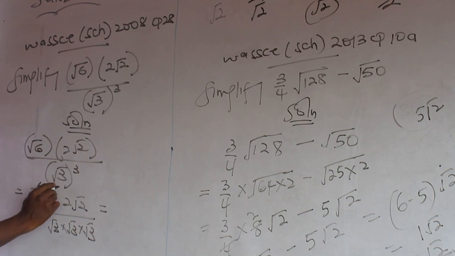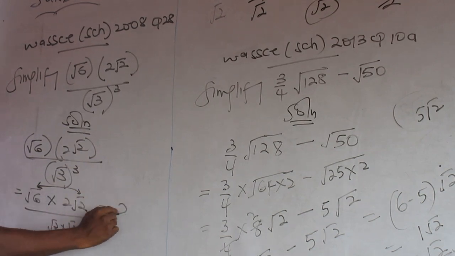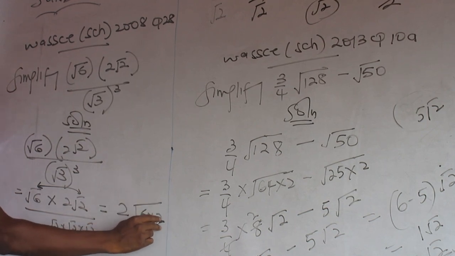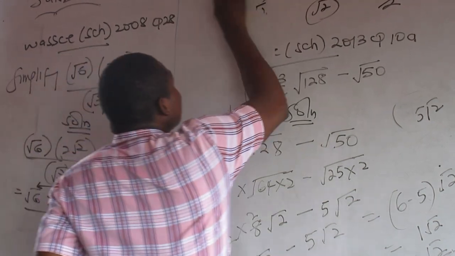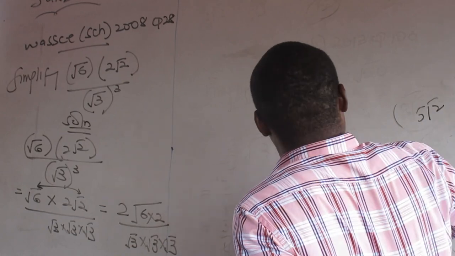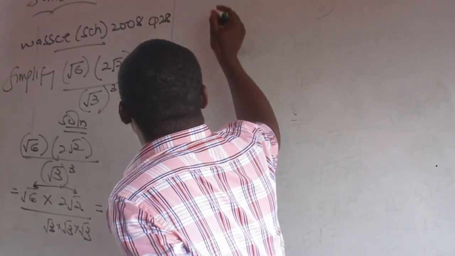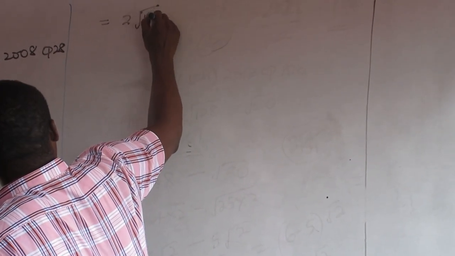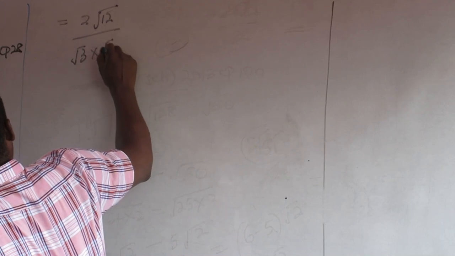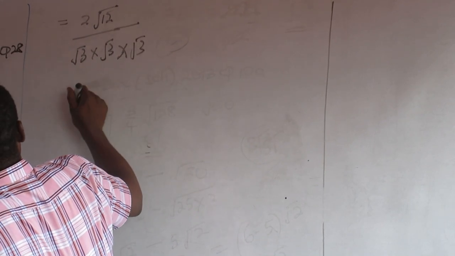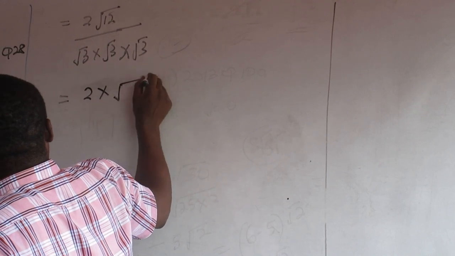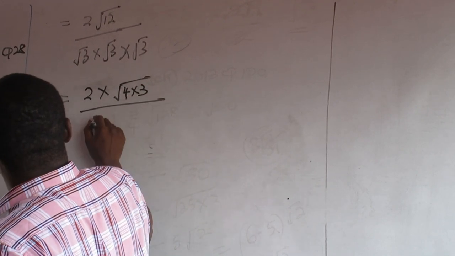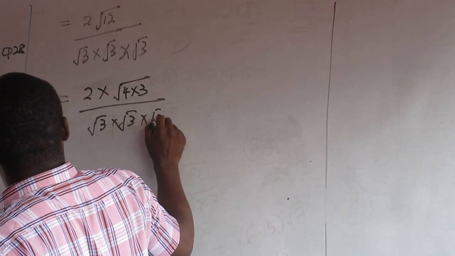Now, this and this here will give me 2, 6 times 2. Agree? Root 3, root 3, root 3. I'm saying 2. 12. Root 3. Root 3. Root 3. Good. Now, that 12 can still be opened up, right? I got a perfect square by 4 by 3. Agree?